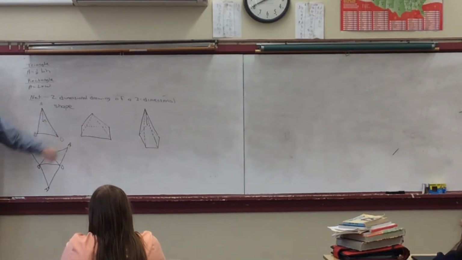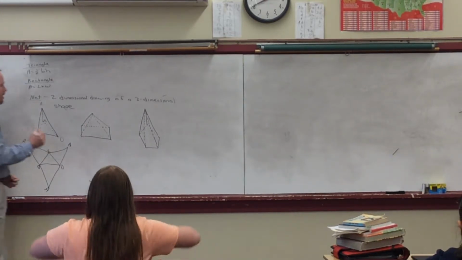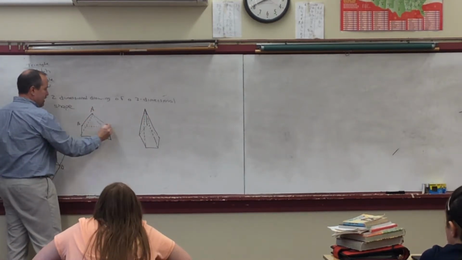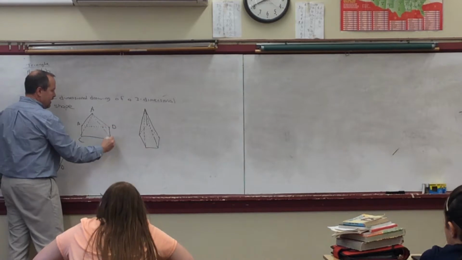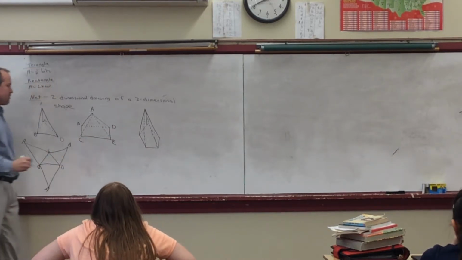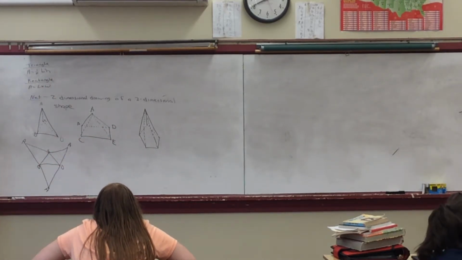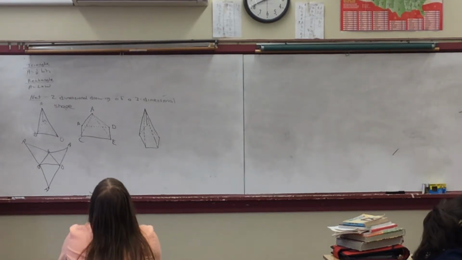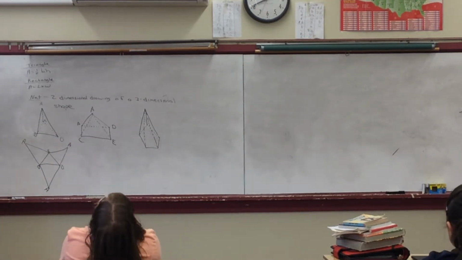Now, for the rectangular pyramid, once again, we label all the vertices. A, B, C, D, and E. Now, when we want to draw the net, the first thing we're going to do is we're going to draw the base. The base is what shape? It is a rectangle.